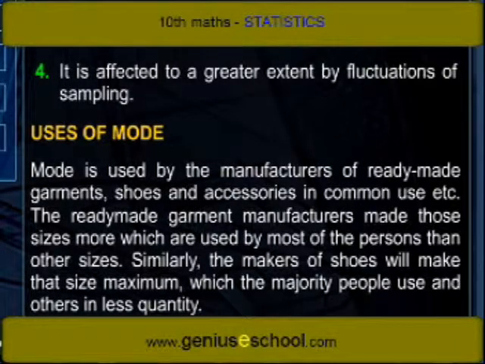Uses of mode. Mode is used by the manufacturers of ready-made garments, shoes, and accessories in common use, etc. The ready-made garment manufacturers make those sizes more which are used by most of the persons than other sizes. Similarly, the makers of shoes will make that size maximum which the majority of people use and others in less quantity.